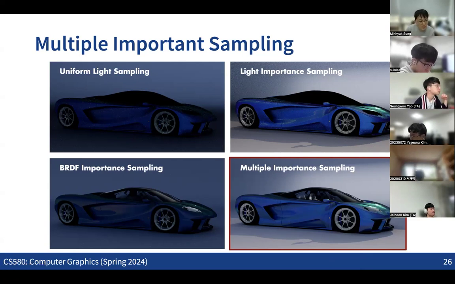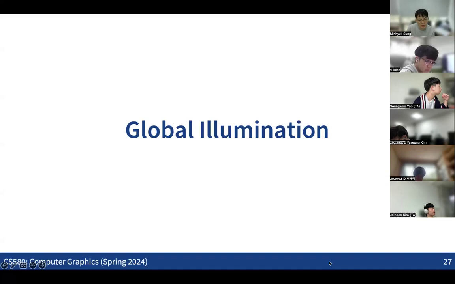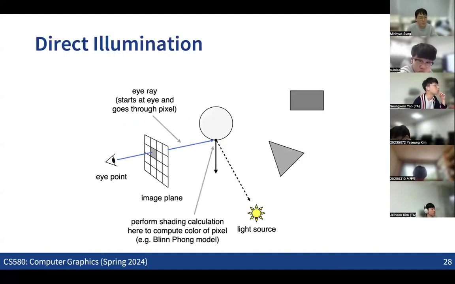So this was the last component about direct illumination. And now we are moving on to global illumination. What's the difference between direct illumination and global illumination? In the lecture some weeks ago, we saw a figure that shows a conceptual idea about ray tracing.